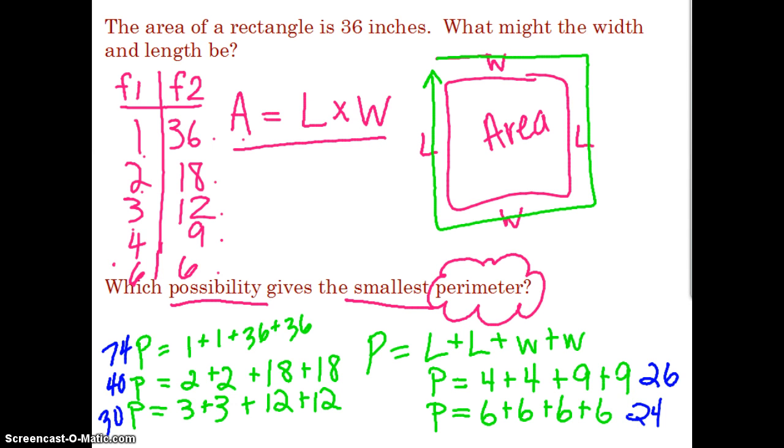So, what has the smallest perimeter? What has the smallest? Xavier, talk to me. 24 has the smallest perimeter, so it's 6 by 6. Correct. 24 has the smallest perimeter. It is 6 by 6.